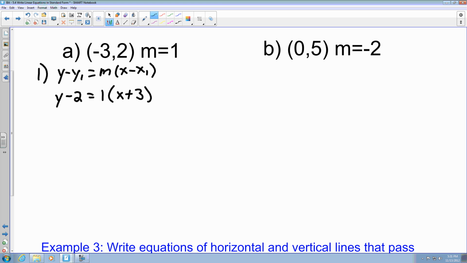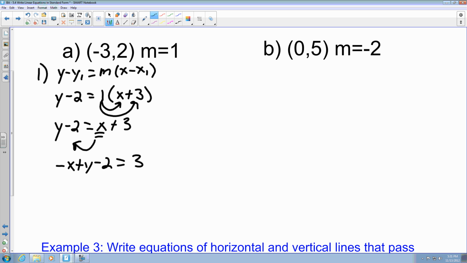So now we have it in point-slope form, but I want to get it in standard form. So here's how we do that. First thing I want to do is distribute that 1 into our parentheses, which gives me y minus 2 equals x plus 3. Now I want to get that x value on the other side of the equal sign. We can do that by subtracting x from both sides, which gives me negative x plus y minus 2 equals 3.